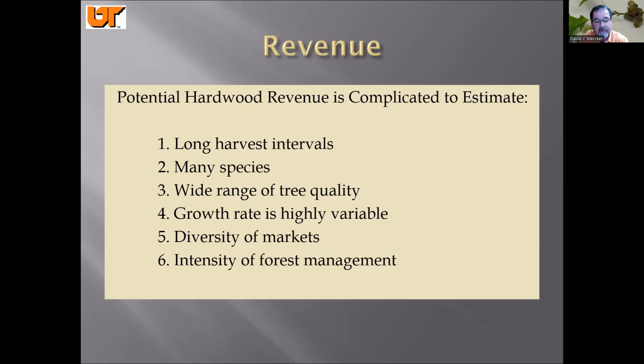And we've got diversity of markets as well. Wood has many potential uses, and is affected by the types of wood mills that are within a reasonable distance from the harvest site. This changes over time and further complicates predictions of future harvest revenues.